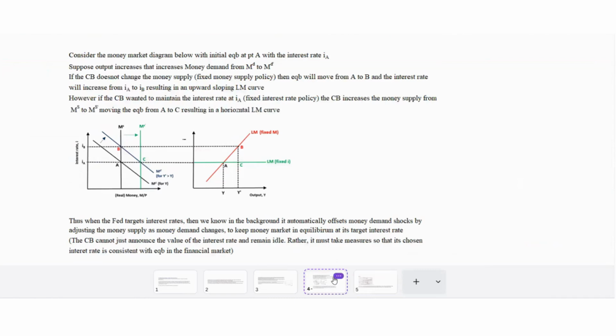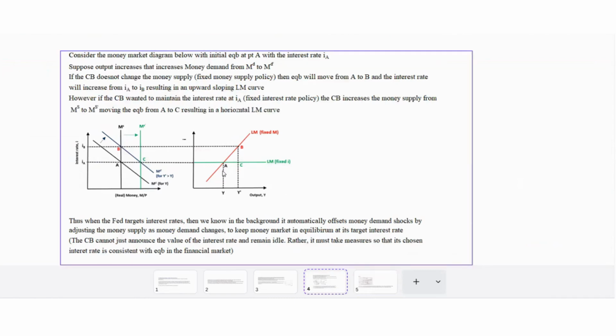So the idea over here is we get an upward sloping LM curve under fixed money supply policy. We get a horizontal LM curve under fixed interest rate policy. Both show us combinations of interest rate and output for which the financial market is in equilibrium. They do so under different policy assumptions. One is assuming a fixed money supply policy. One is assuming a fixed interest rate policy.